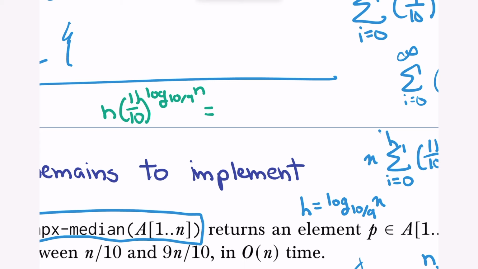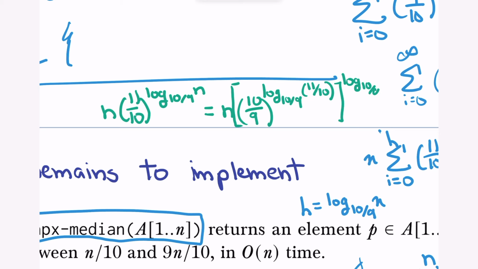So let me do the lazy thing. I'm going to write n, and I'm going to write 11/10 as 10 over 9 to the log base 10 over 9 of 11/10. That's just the definition of log base something, right? And this is raised to the log base 10 over 9 n. Yeah, but now what's convenient about this?